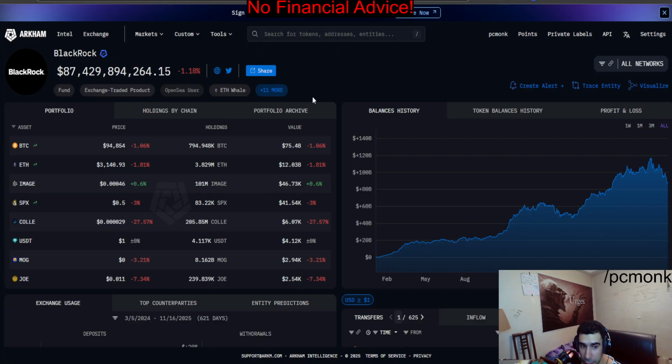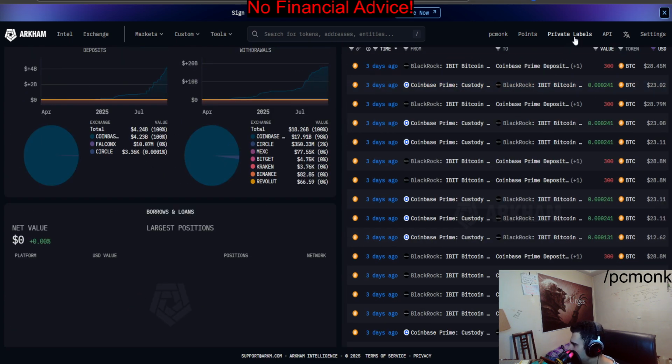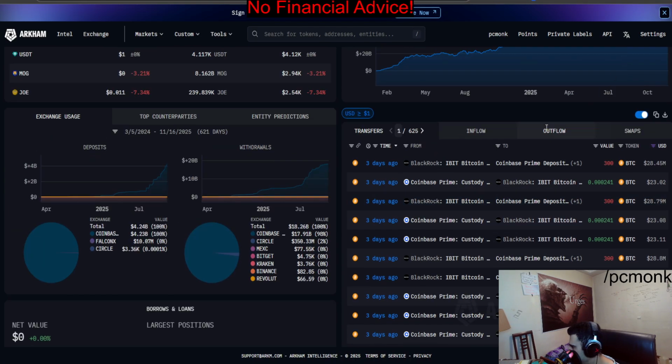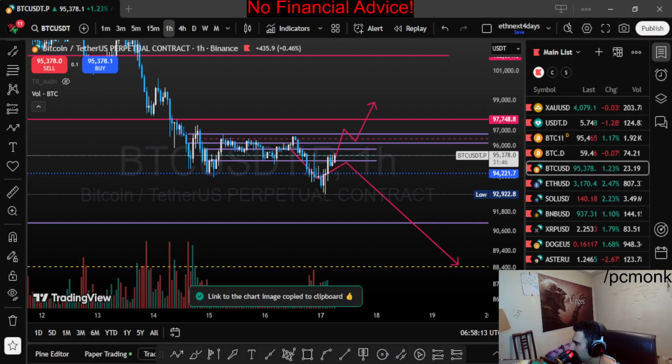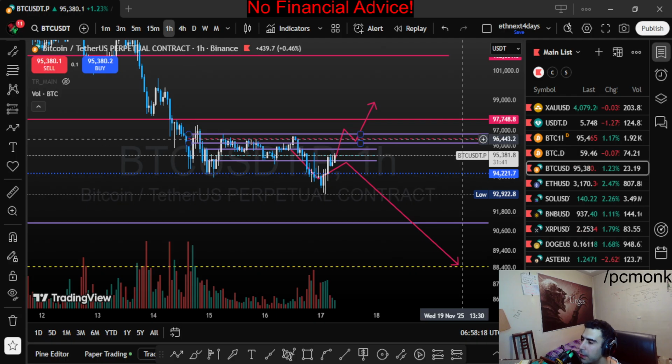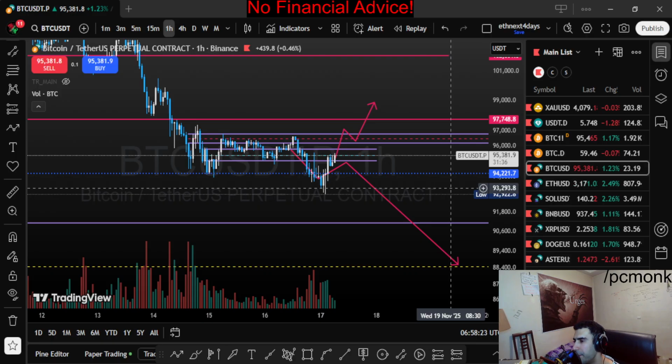BlackRock has been selling. At the peak, this was sitting at $117 billion, and they've been just de-risking. They're still de-risking. You can see the outflow is big, right? The outflows are big, 3 days ago. So with that being said, guys, it just shows that we're still in the downtrend. Even if anything happens, it could be a small, short amount, and then we'll continue down.